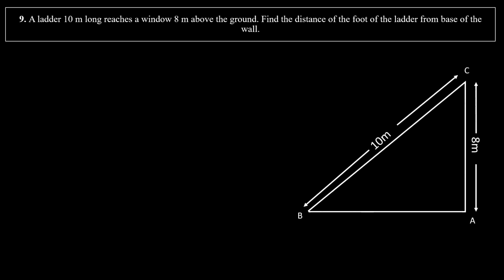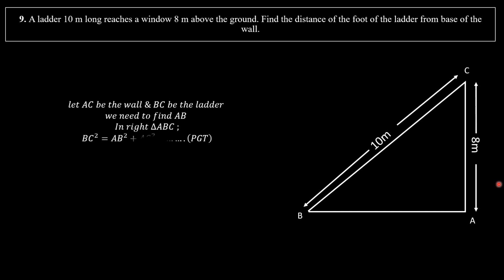Figure comes out to be like this. This is the ladder, 10-meter long, and here is the window, 8 meter above the ground. We need to find this. So this is a right triangle with two sides, hypotenuse and perpendicular, given to us. We need to find the base AB. Let AC be the wall and BC be the ladder. In right triangle ABC, we need to find AB.